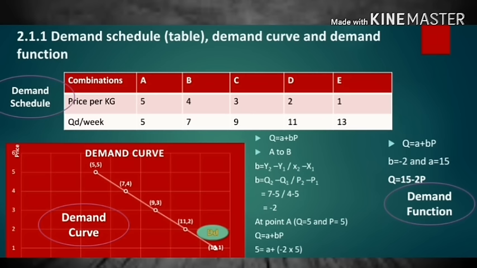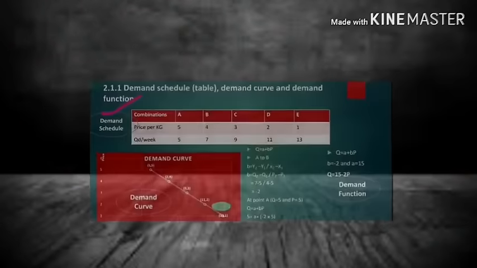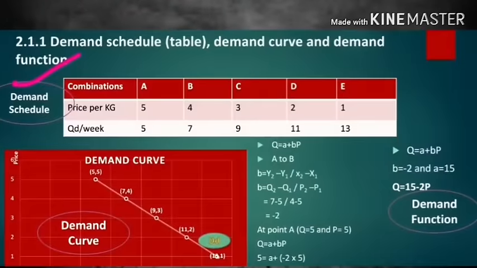The law states that keeping everything constant, ceteris paribus, when price increases quantity demanded እንደሚቀንስ ማሳየት መቻል አለብን። በሶስቱ ሜቶዶች price ይጨምራል quantity demanded ይቀንሳል ወይ price ይቀንሳል quantity demanded ደግሞ ይጨምራል የሚለውን እናሳይ። እስቲ let's begin with the demand schedule or demand table በሚለው እንጀምር። So look at it.